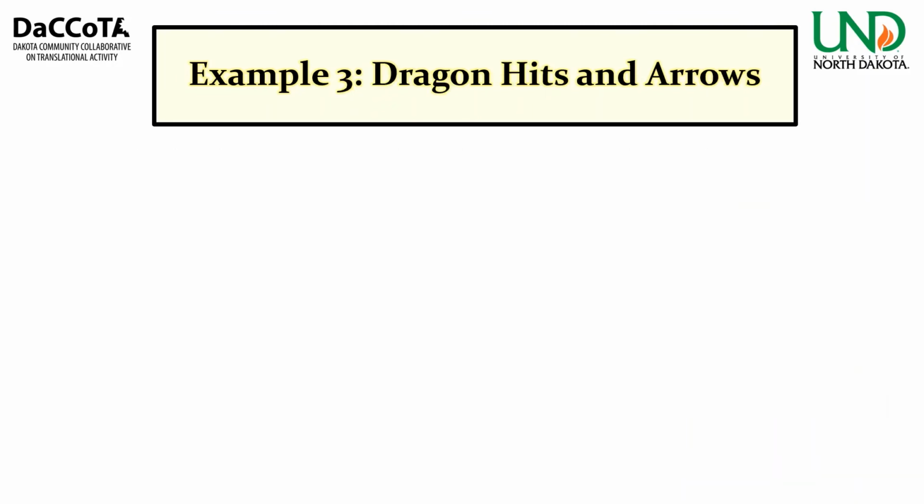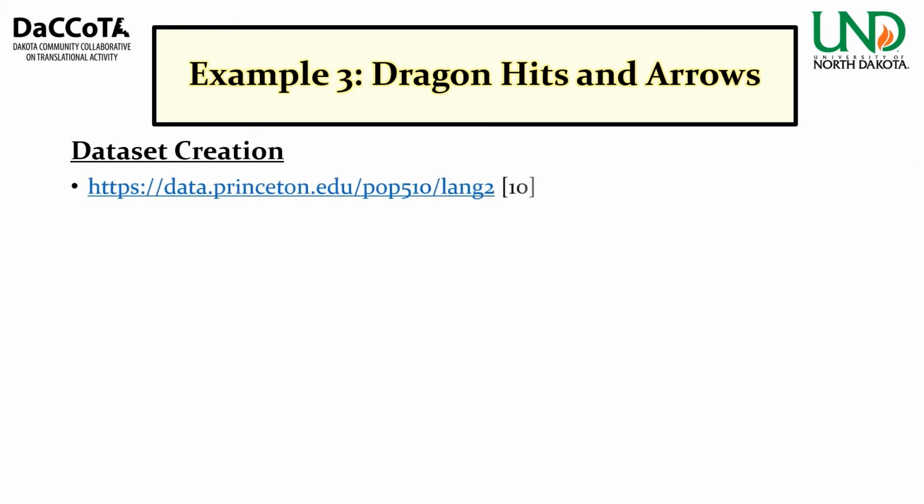Okay, so let's go to a third example. Zooming in from region to individual cathedrals, I next create a new dataset by tweaking reference 10's dataset to answer a medieval research question that I've made up. Does the average number of arrows an archer has influence the average hits an archer gets on a dragon?